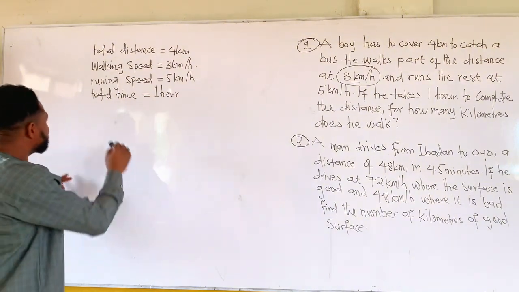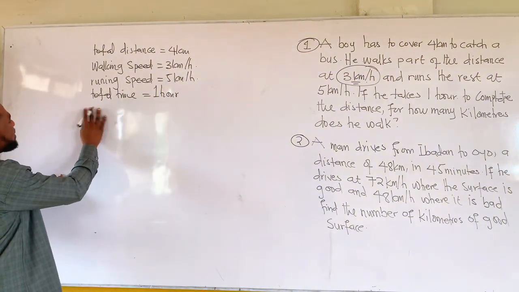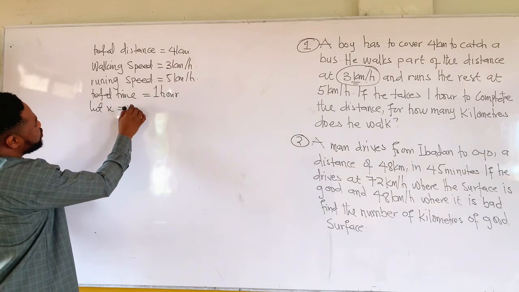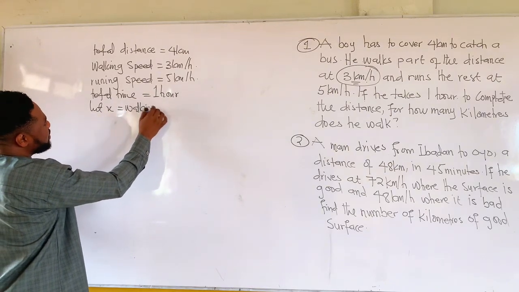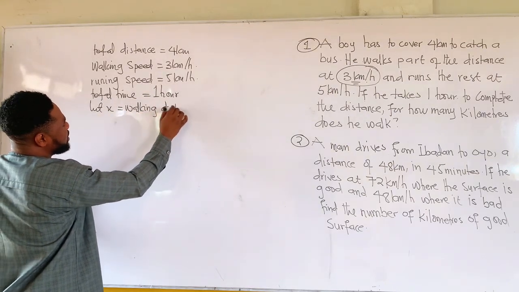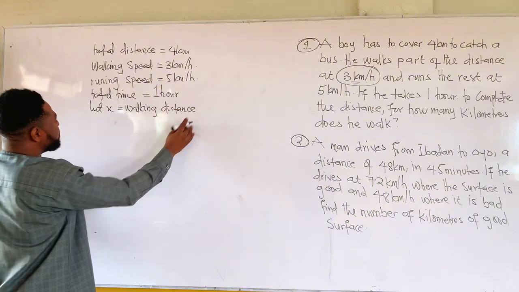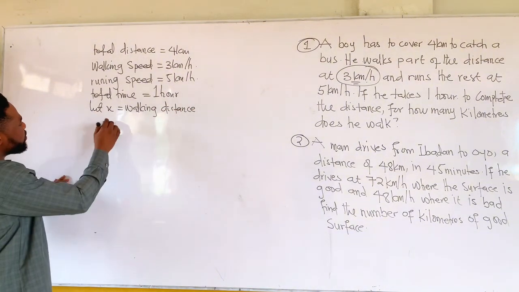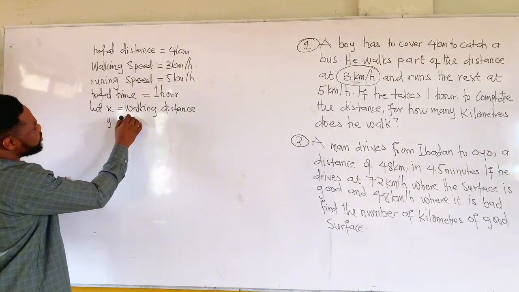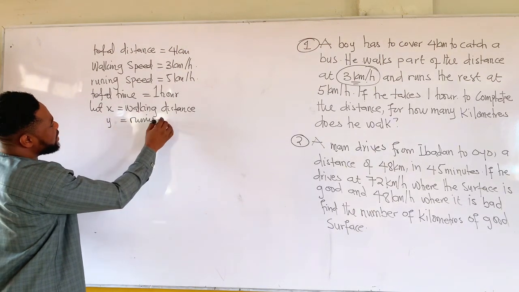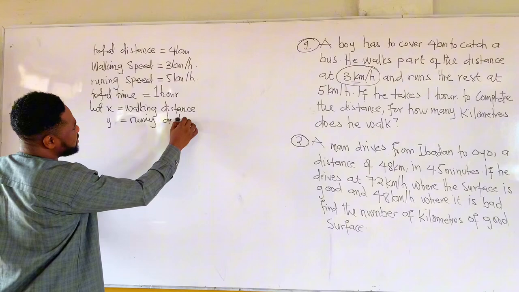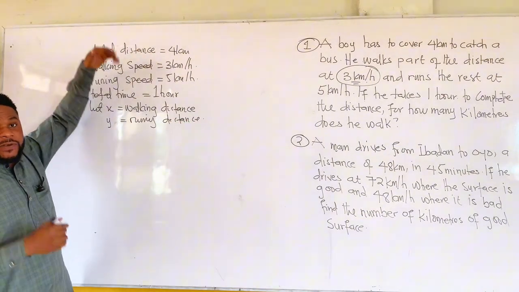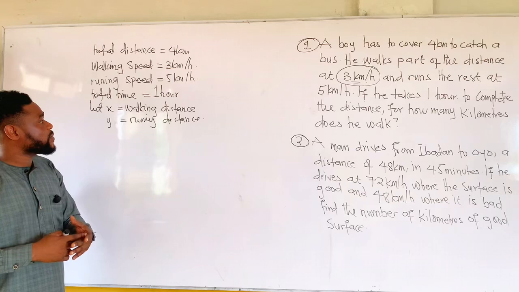We don't know, so we can use a variable to represent it. So we can say let x equal to walking distance. Now again, we need to solve it with relation to running distance. So we can say let y also represent running distance, as we can see. Okay, with this data we have, let's see how we can analyze the question.